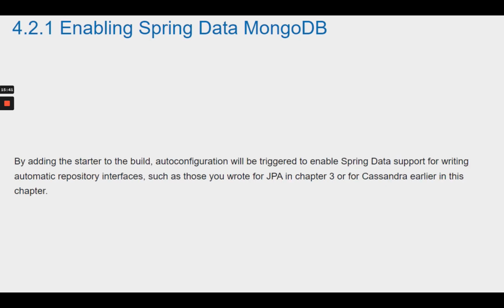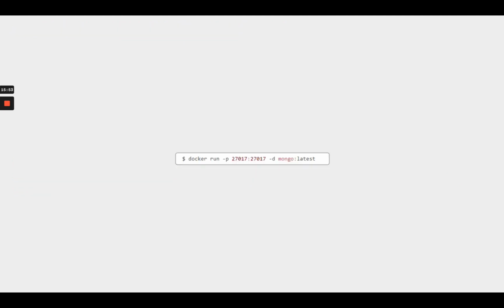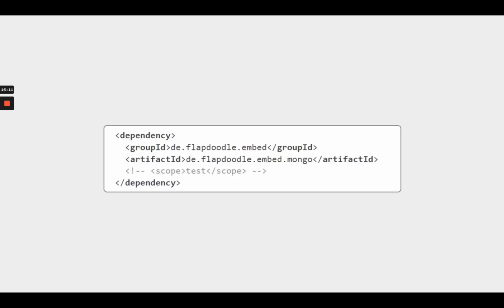By adding the starter to the build, auto-configuration will be triggered to enable Spring Data support for writing automatic repository interfaces, such as those you wrote for JPA in Chapter 3 or for Cassandra earlier in this chapter. By default, Spring Data MongoDB assumes that you have a MongoDB server running locally and listening on port 27017. If you have Docker installed on your machine, an easy way to get a MongoDB server running is with the following command line. But for convenience in testing or developing, you can choose to work with an embedded Mongo database instead. To do that, add the following Flapdoodle embedded MongoDB dependency to your build.